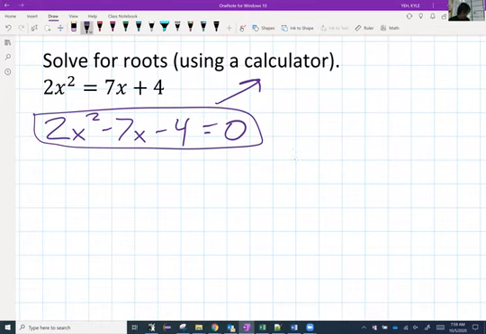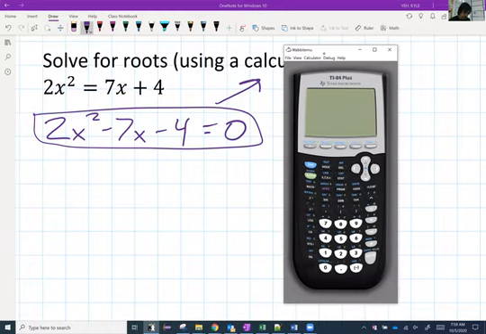So on our calculator, and by now I'm hoping we're somewhat familiar with graphing a little bit, I'm going to hit y equals, I'm going to say 2x and hit that squared button. It's just diagonal from the 7, just up and to the left. 2x squared minus 7x minus 4. And I'm going to hit graph.